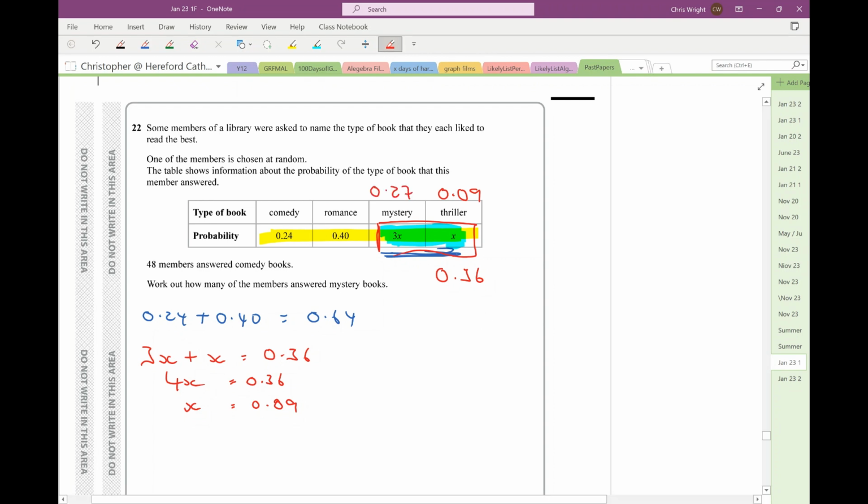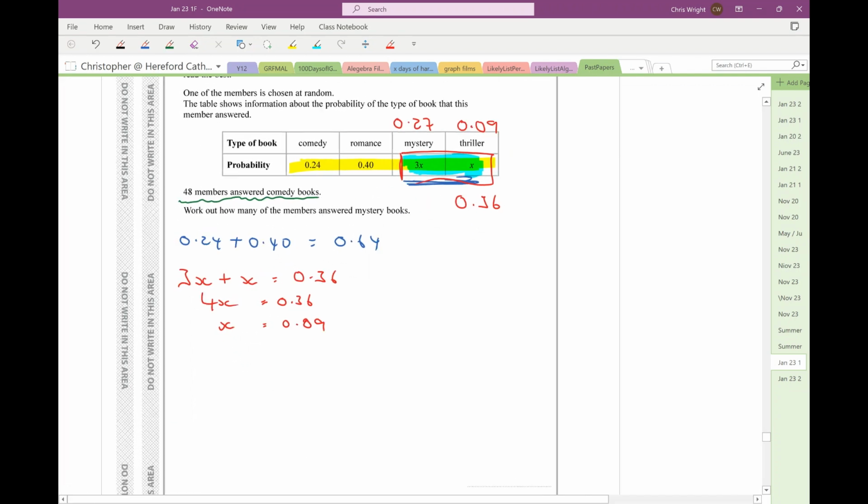0.27. So I haven't really finished reading the question yet, but I've managed to work out that the probability of the person choosing a mystery is 0.27, and the probability of them choosing a thriller is 0.09. Right. 48 members answered comedy books. Work out how many of the members answered mystery books.